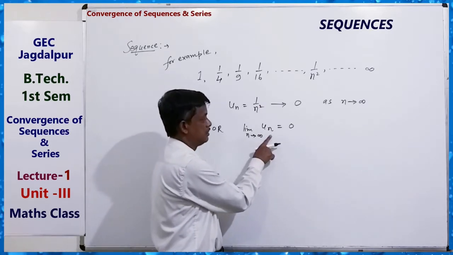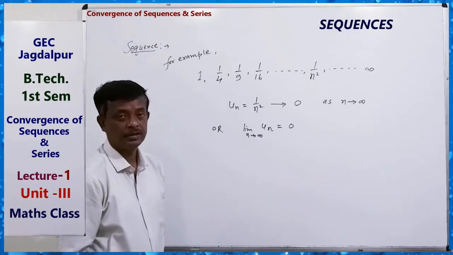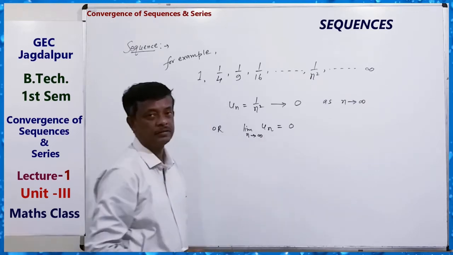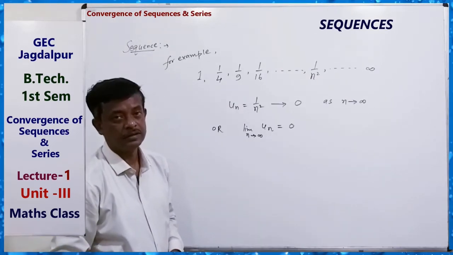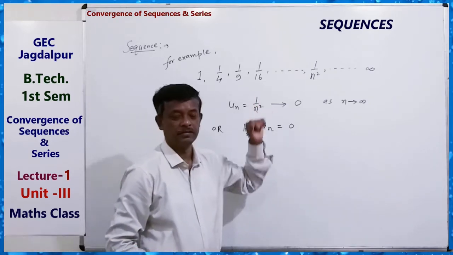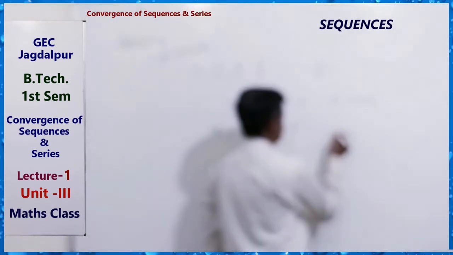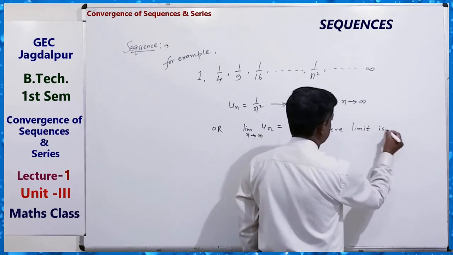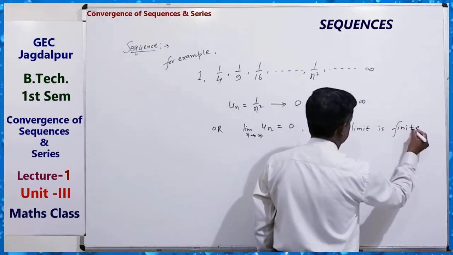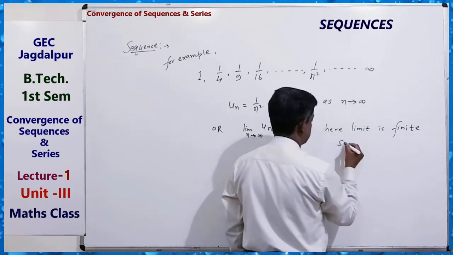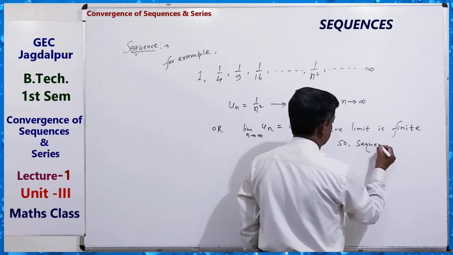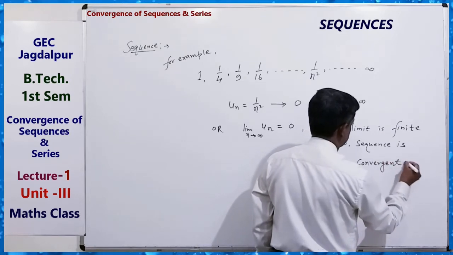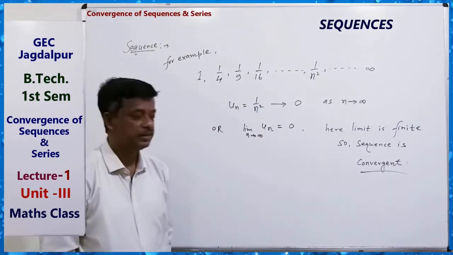So this sequence is convergent. Okay. Here the limit is finite. So the sequence is convergent. Clear?